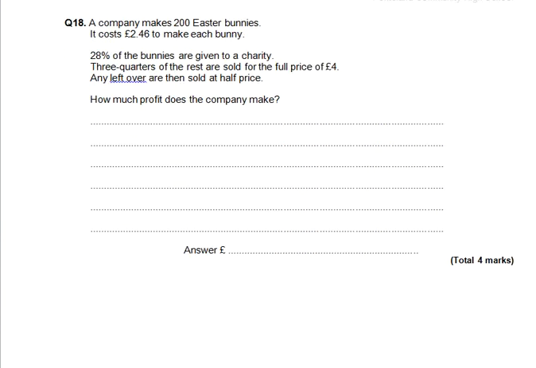Okay, question 18. A company makes 200 Easter bunnies. It costs $2.46 to make each Easter bunny. Well, straight away, without even reading further on the question, I could work out how much it costs to make, because that's probably a likely question. So 2.46 times by 200 gives you 492. So £492 to cost to make the bunnies.